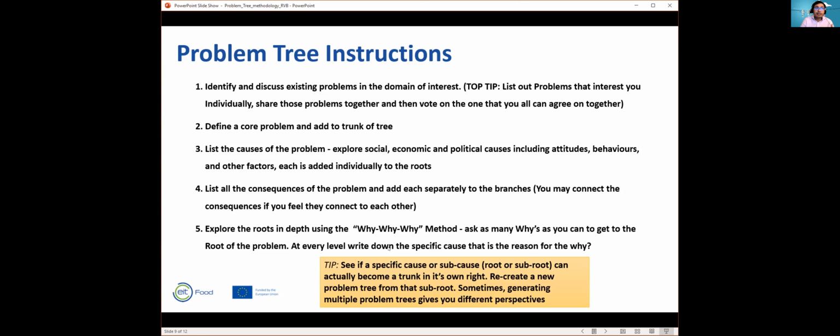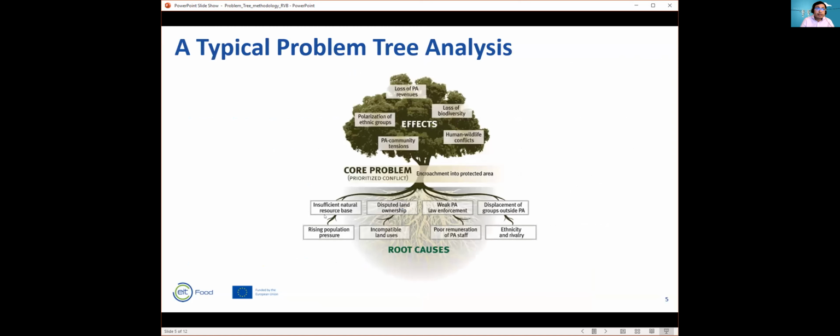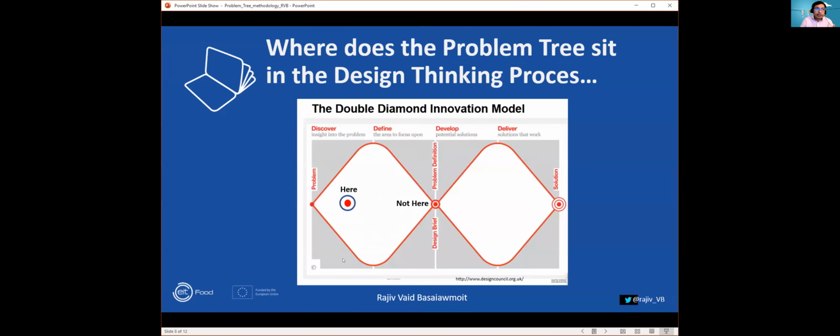And you do this by using a technique we call the why method, where you start asking as many whys as you can to get to the root of the problem, right? So in the example that I showed you earlier, where you have this insufficient natural resource base, you ask the question, why is there insufficient natural resource base? And the answer is, well, there's a rising population pressure. That's another cause, so you put down the cause. Then you ask, why is there rising population pressure? And then you could say, there are multiple reasons for that, such as plenty of resources around, or other reasons. Then you put in those sub-causes. And then you keep asking these whys until you run out of whys, essentially, right? So that's the way to do it.